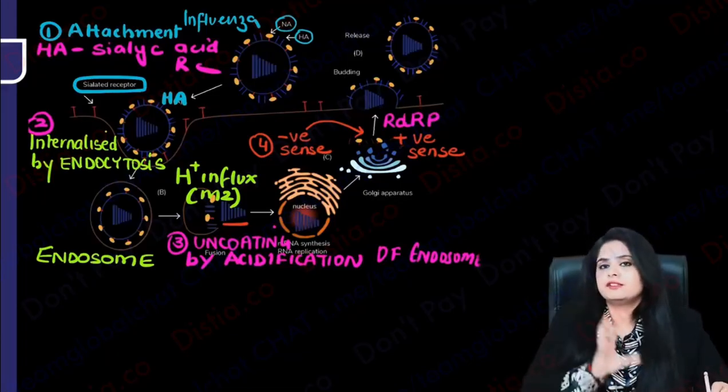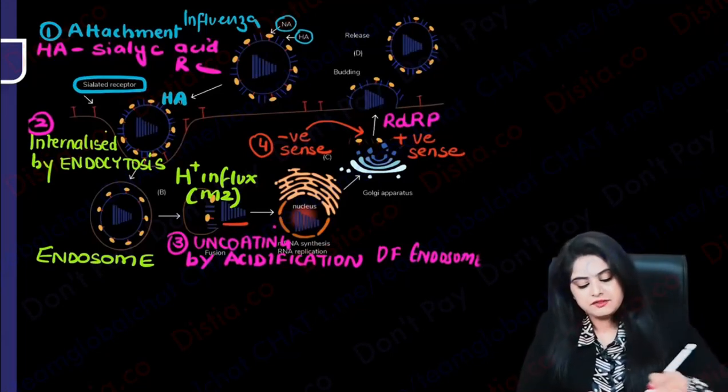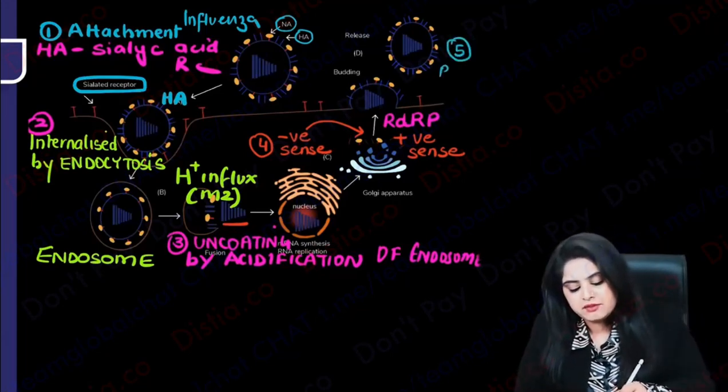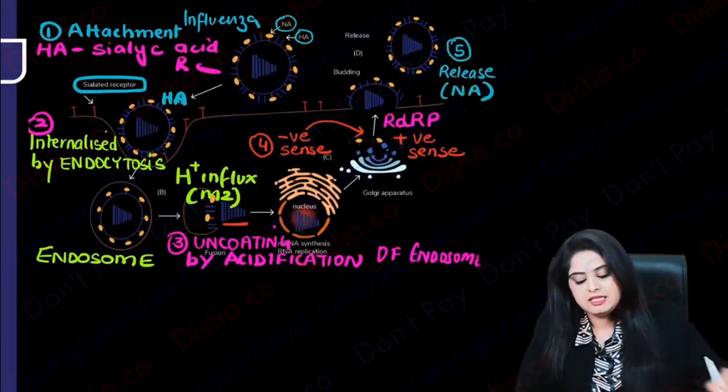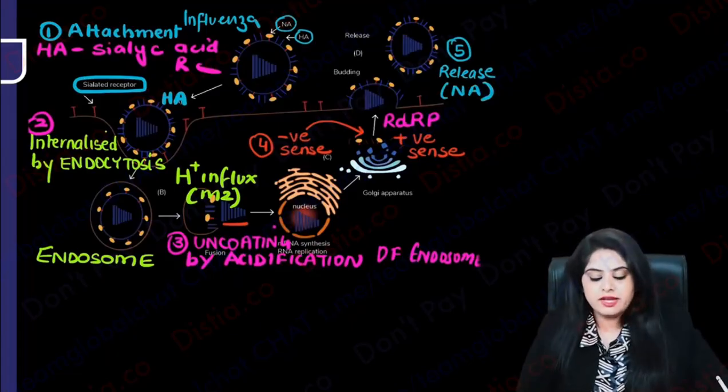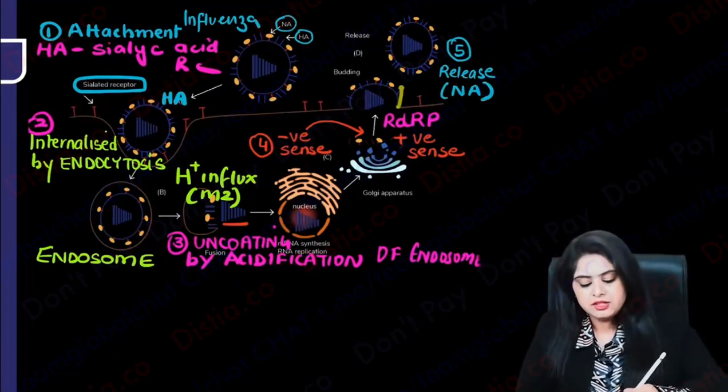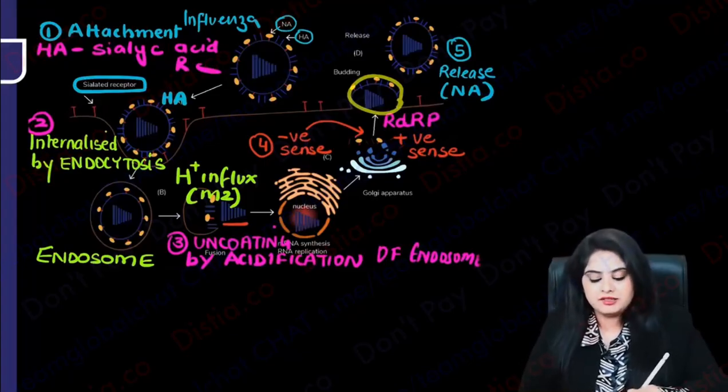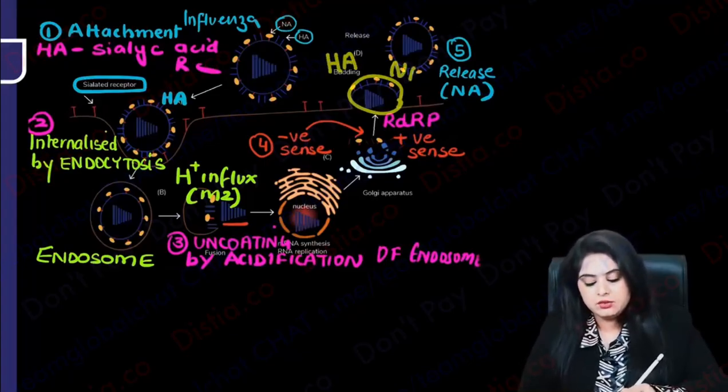Now new viruses are formed. Now just one thing. That is the 5th step. What is the 5th step? You have to release the virus. Guys, who was helping in the release? Neuraminidase was helping in the release of the virus. Did you notice something? This is a new virus. New virus means it has hemagglutinin also, it has neuraminidase also.